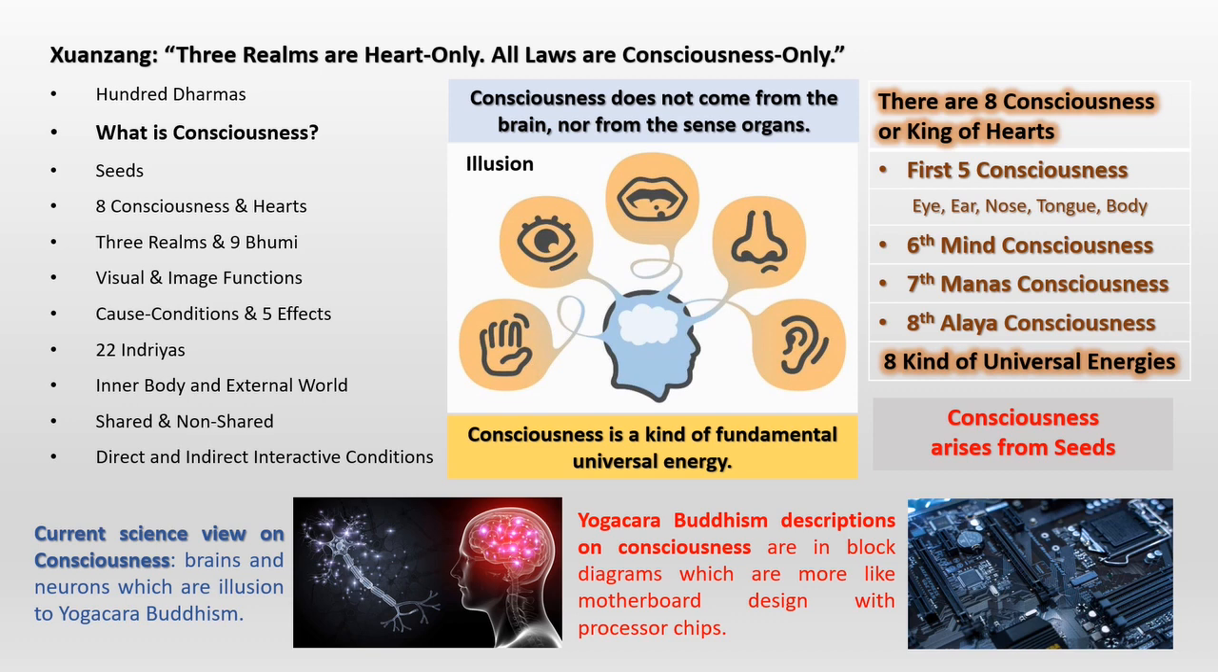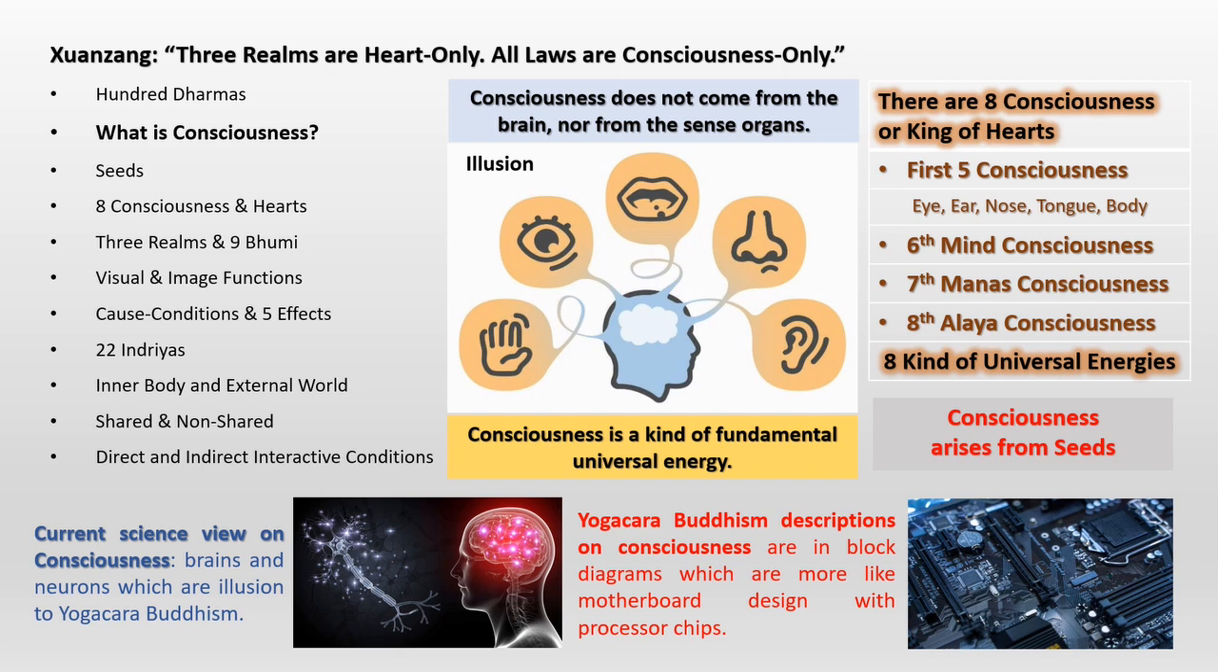We have covered the 100 dharmas with the 5 aggregates. Next, we need to understand what consciousness is. To Yogacara Buddhism, consciousness is not the product of the brain functions. Our brains and even our sense organs are only illusion, which will be explained shortly. Consciousness, in lack of better words, is a form of universal energy or fundamental energy.